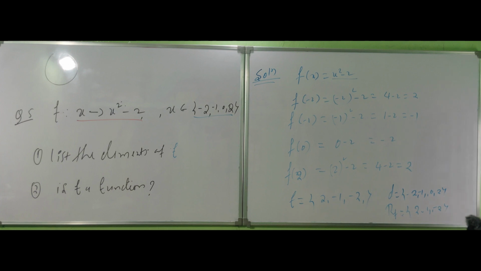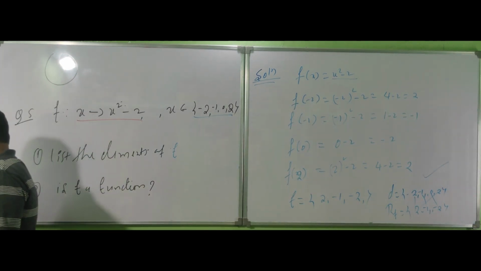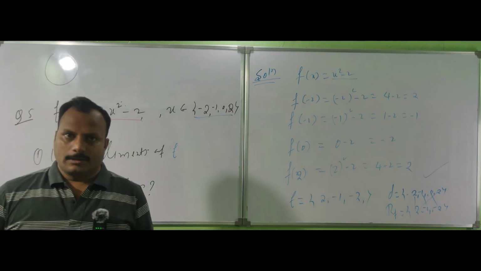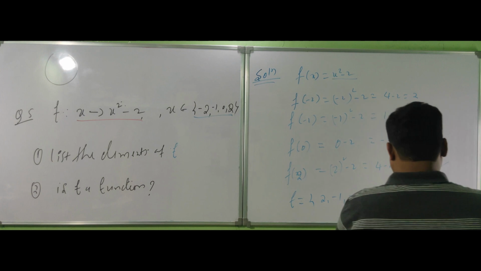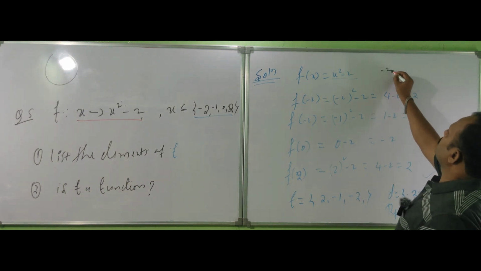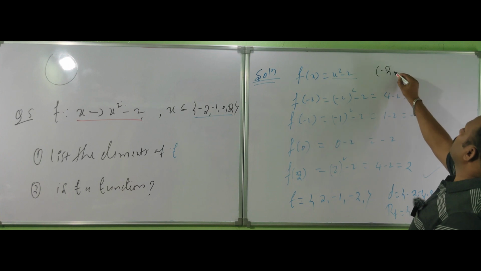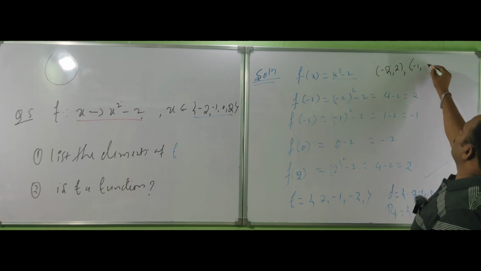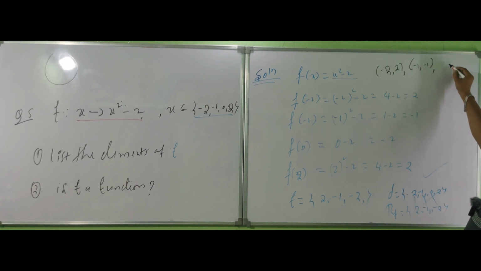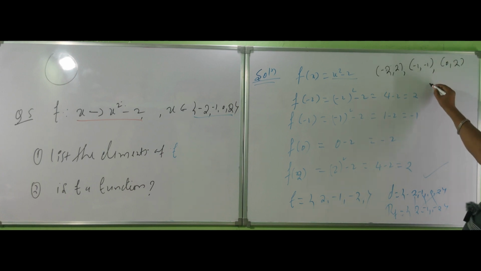We have two elements for this one, this one is minus 1, and for 0 we have minus 2. Yes, this is a function completely, because each element is there. We can write: for minus 2 we have 2, for minus 1 we have minus 1, for 0 we have minus 2, and for 2 we have 2.